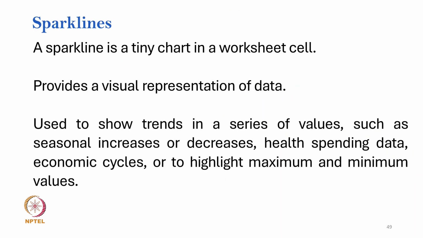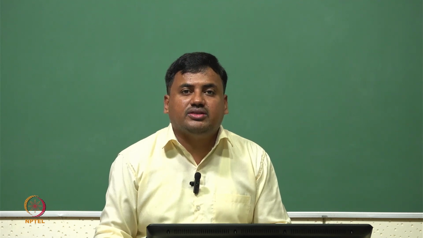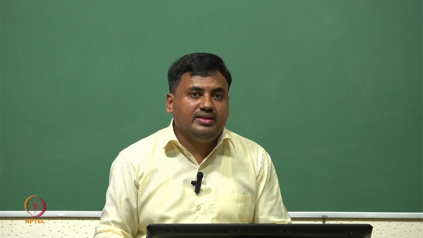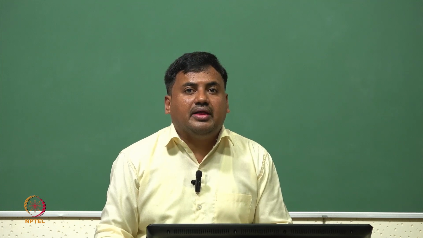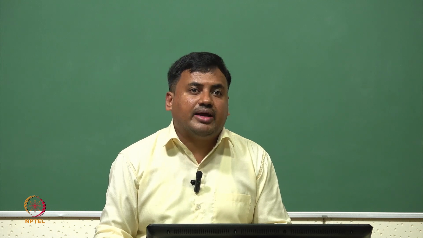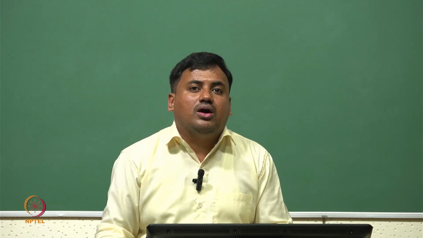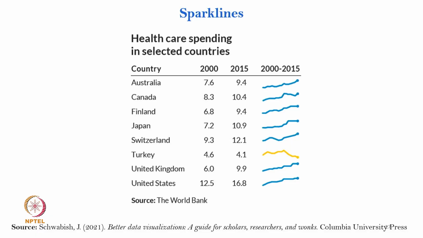Sparklines. A sparkline is a tiny chart in a worksheet cell that provides a visual representation of data. Use these sparklines to show trends in a series of values, such as seasonal increases and decreases, health spending data, and economic cycles, or to highlight the maximum and minimum values. There is an example given of healthcare spending in selected countries. You see how the series of values of different countries is presented in this graph, like Australia, Canada, and Japan, over the duration from 2000 to 2015.